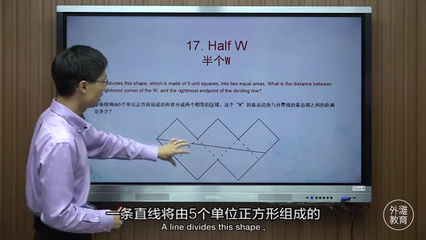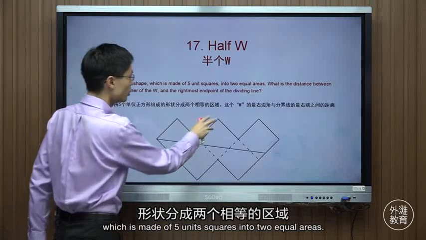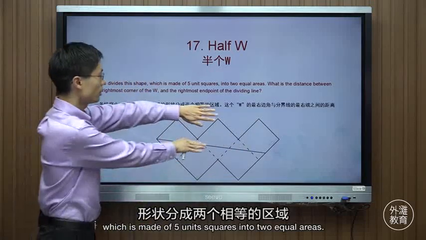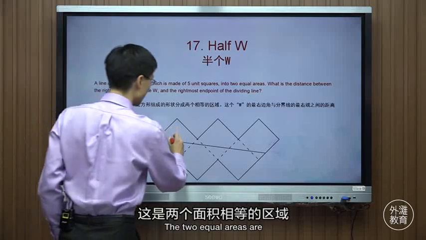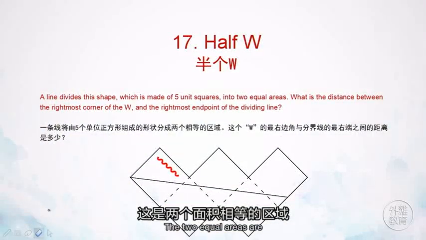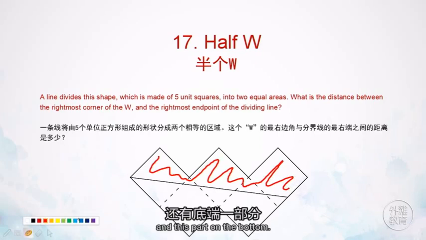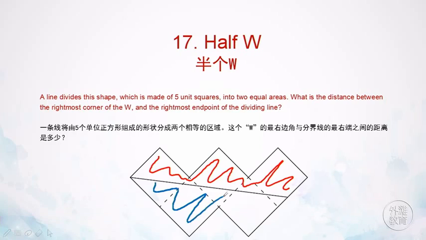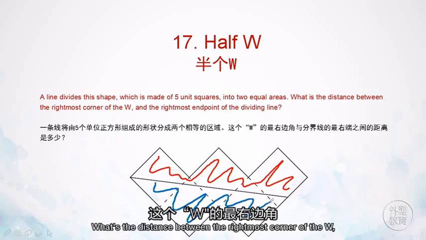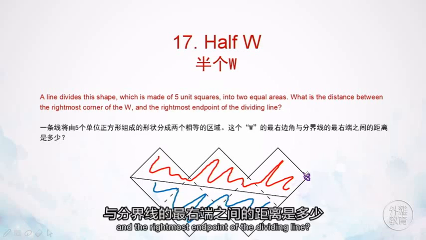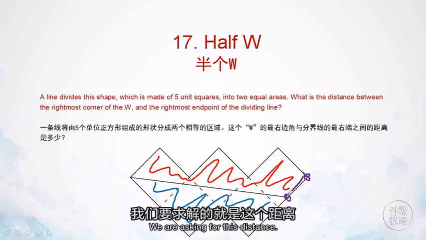A line divides this shape, which is made of 5 unit squares, into 2 equal areas. The 2 equal areas are this part on top and this part on the bottom. What is the distance between the rightmost corner of the W and the rightmost endpoint of the dividing line? We're asking for this distance.